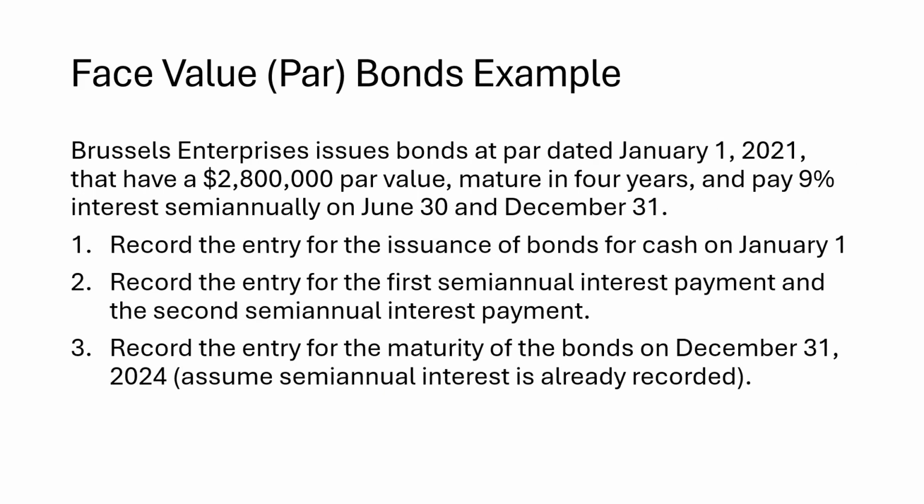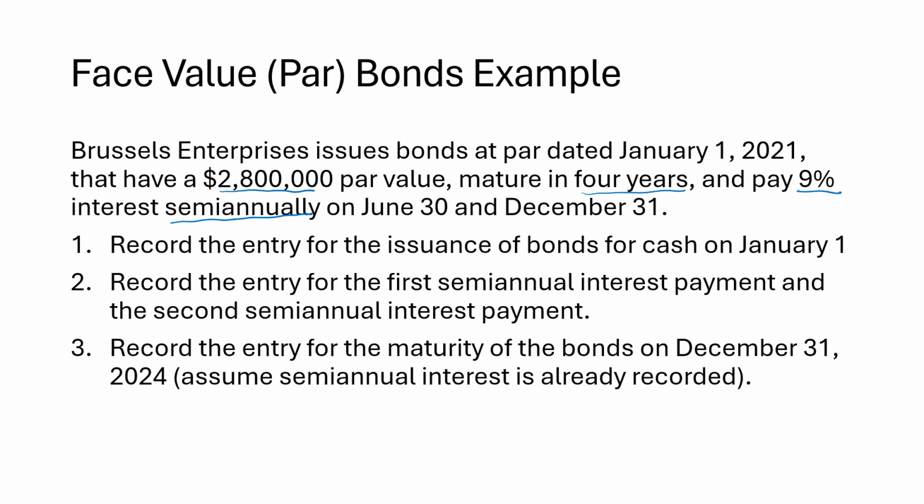So here's an example. This is the full example on this slide, and then I'll go through each of the individual journal entries on the next slides. This is an example of bonds issued at face value or par. Brussels Enterprises issues bonds at par dated January 1st, 2021 that have a $2.8 million par value, mature in 4 years, and pay 9% interest semi-annually on June 30th and December 31st.